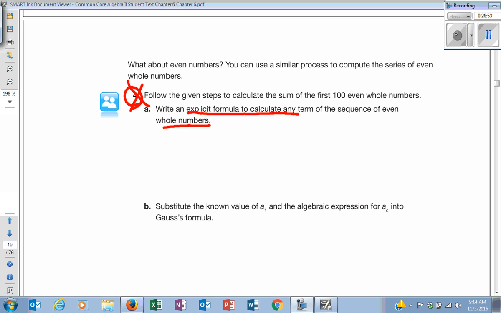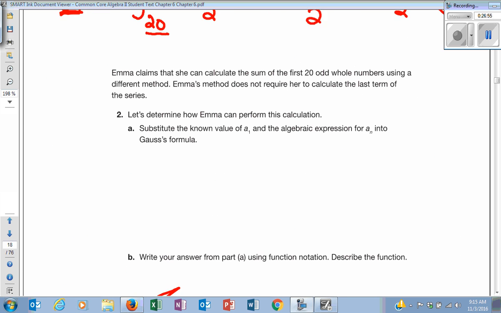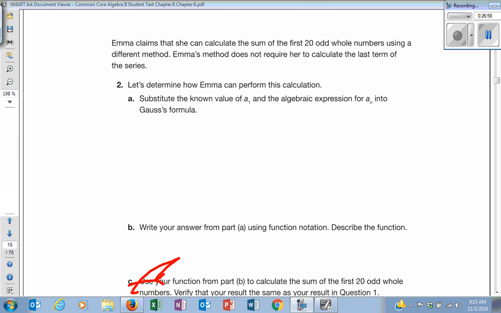So actually, I'm going to go up and explain something real quick to you. Right here, they're going to show you a different way that you can use Gauss's formula. It says, you know that the series Sn equals n times a1 plus an, divided by 2. Well, this an can represent the formulas that we have found to represent the series sequence. So in this example, she's going to show the sum of the first odd numbers.